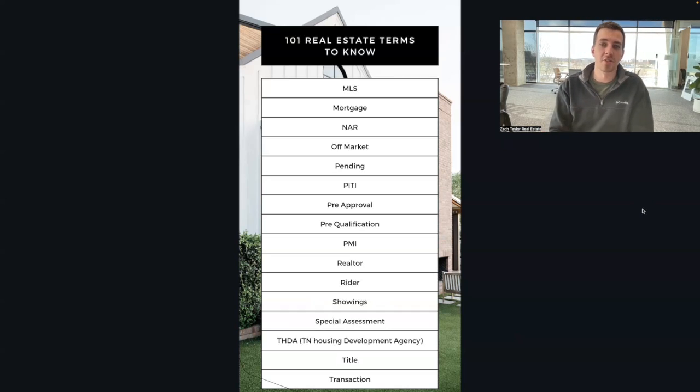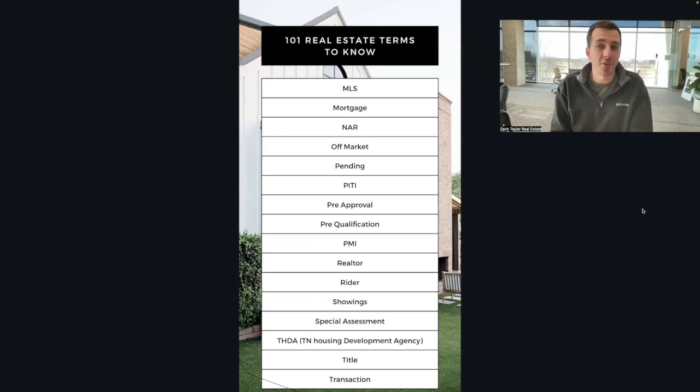And also the MLS shows a cooperating compensation. Hey, I will pay a buyer's agent this much money if you bring a buyer to my listing. Mortgage. So that is a loan. I can't pay all cash for this property, so I need a mortgage. I need a bank or a lender to give me money to cover the difference of my down payment.